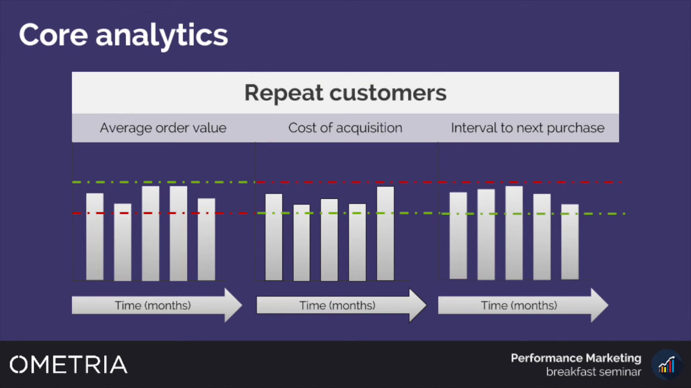My cost of acquisition, how's that bouncing around? And interval to next purchase. The reason that I'm particularly focused on these three is that they can go their own separate ways. For example, average order value might be absolutely fine, but interval to next purchase might be increasing, which means my customers are churning. And I've either got to stop the churn or I've got to fill the front of the sales funnel ever faster than I was doing previously.